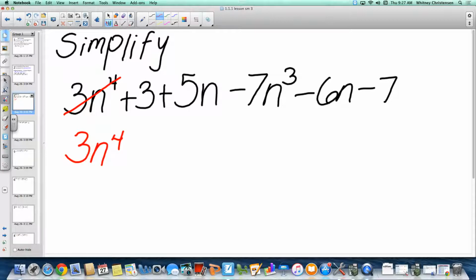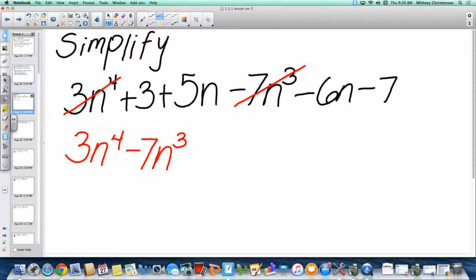Let's move on. What would be the next highest degree after 4? You're right. It's with the negative 7, and you said it's because it's with the n cubed. So our next highest power is 3. So I'm going to look for all the cubes, all the 3's. And now it looks like we only have this negative 7n cubed. So we can't combine it with anything else, so I'm just going to write it in here. Not forgetting the negative. Negative 7n cubed. And I'm crossing it out so I don't forget anything. What would be next?